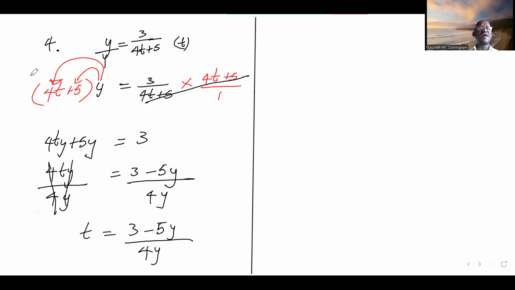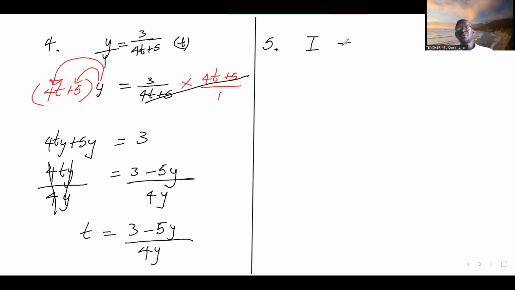Number 5. Most people got number 5. It was straightforward and easy. 5 and 6, most people got that easily.